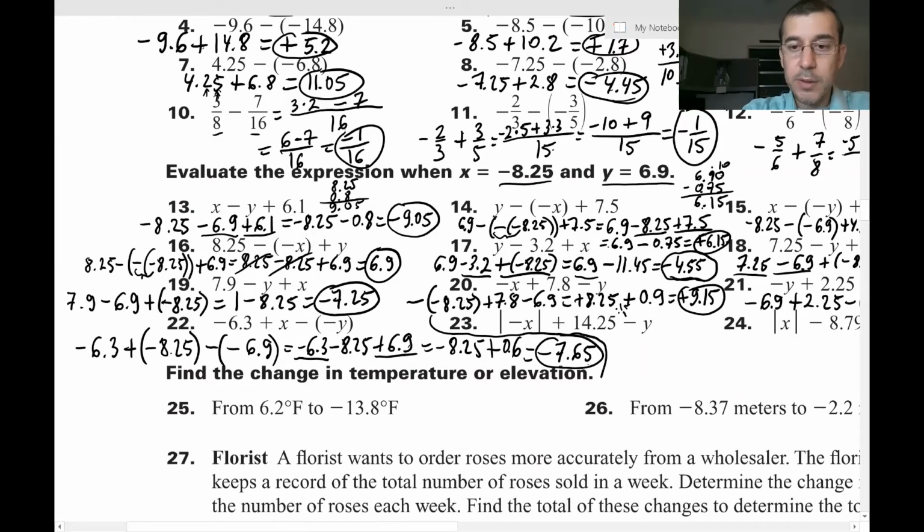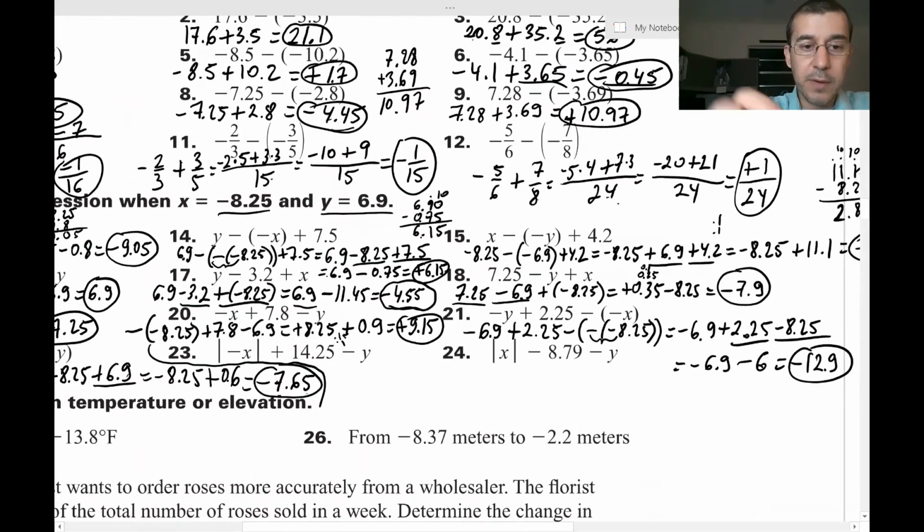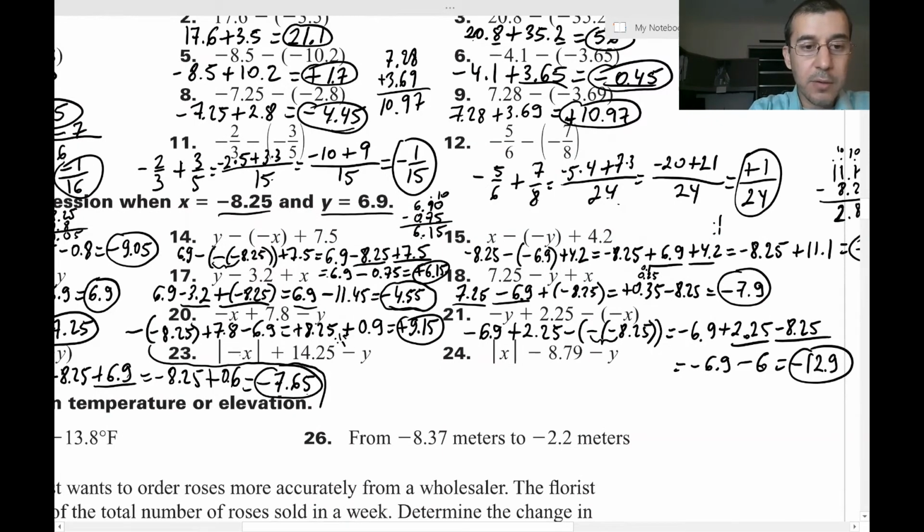Next is 23. And here we have absolute value. Okay, so we have the absolute value of minus x. And we know that the absolute value of a negative or positive number equals a positive number. So what is x? X is 8.25. So this whole thing is going to equal positive 8.25, because we know that the absolute value of any number, negative or positive, is going to be a positive number. So x is 8.25, so just 8.25, and then plus 14.25, then minus y is 6.9.